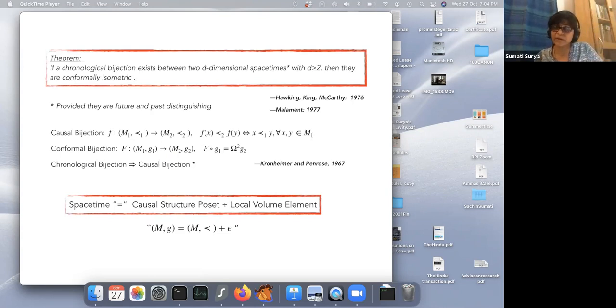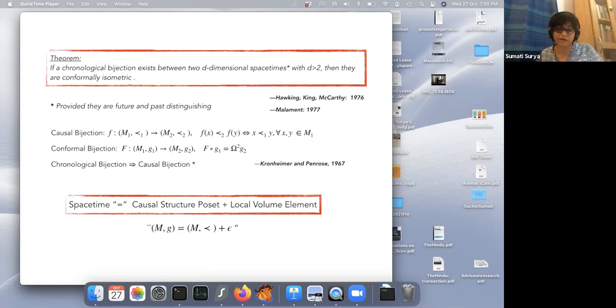So it gives us a very different way of thinking about spacetime, from this purely Lorentzian geometry perspective, which is that it's a causal structure poset plus a conformal factor, which is basically a local volume element. If you want to write an equation, you basically say the spacetime is equal to the causal structure poset plus this scalar. And as you can tell, this means that there's a lot of information that's actually there in the causal structure poset.